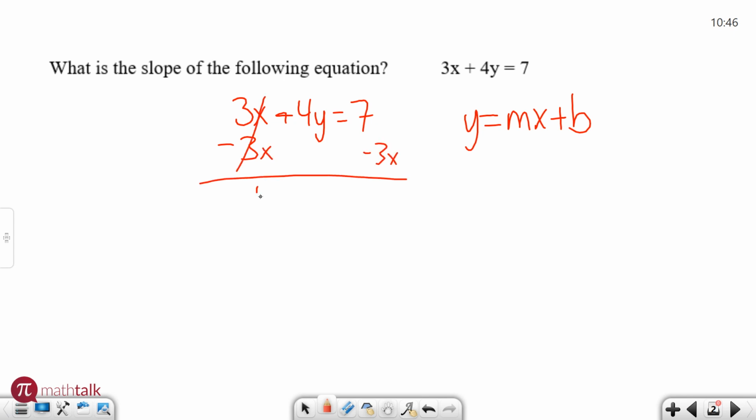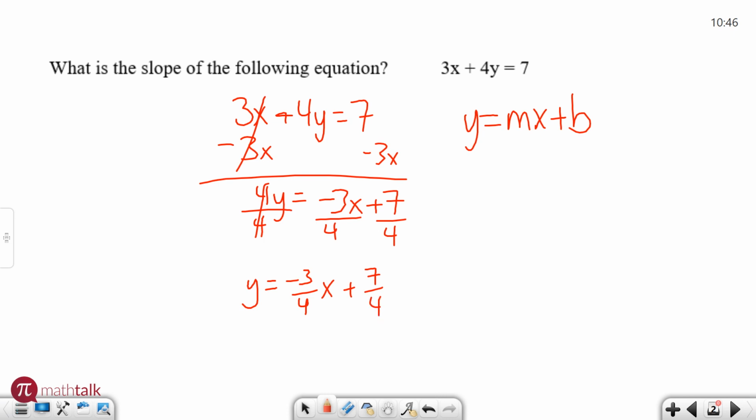The 3x goes away here. I'm left with 4y equals, and I'm going to write this as negative 3x plus 7 instead of 7 minus 3x, because it looks more like the form of the equation that I want. So I have 4y right now. I just want 1y, so I need to divide everything by 4. And when I do that, those go away. I get y equals negative 3/4 x plus 7/4.